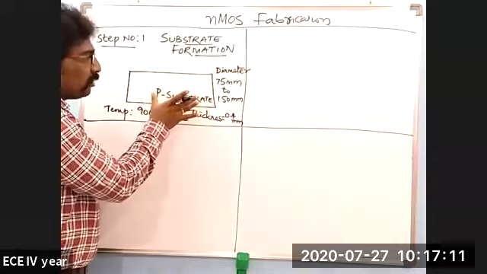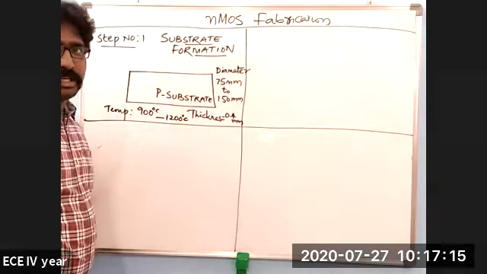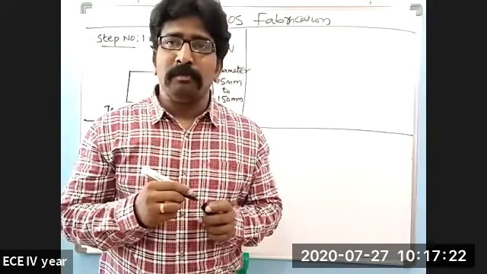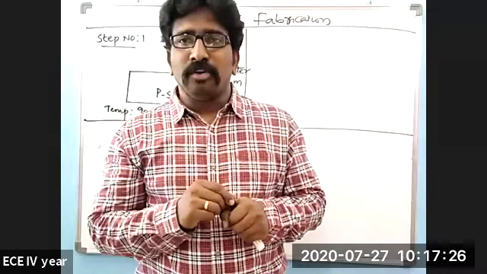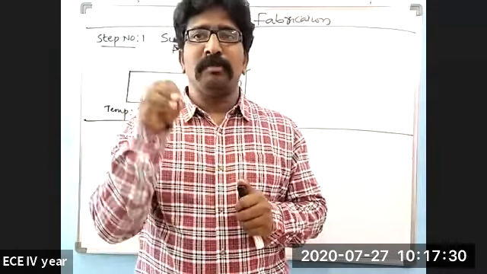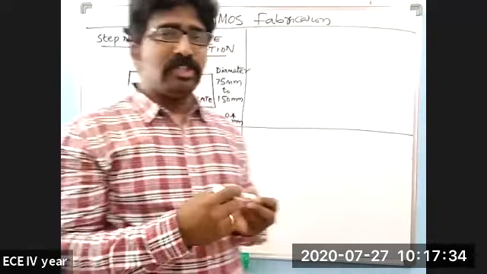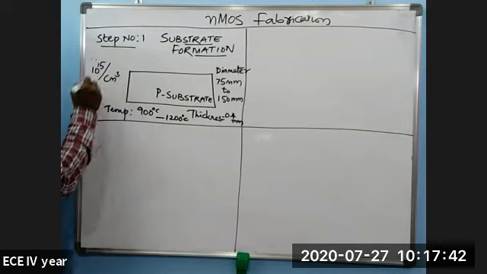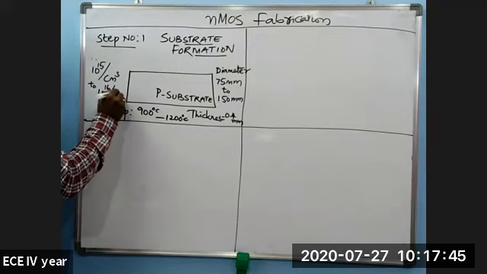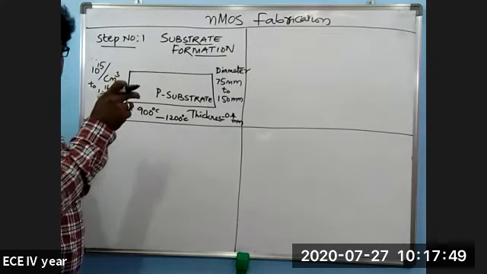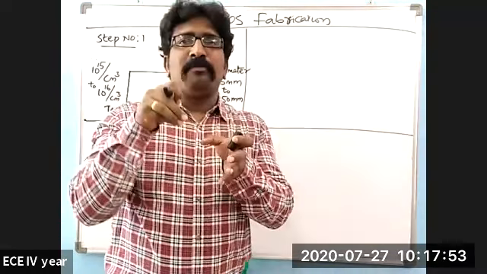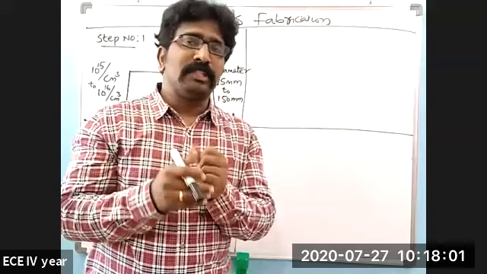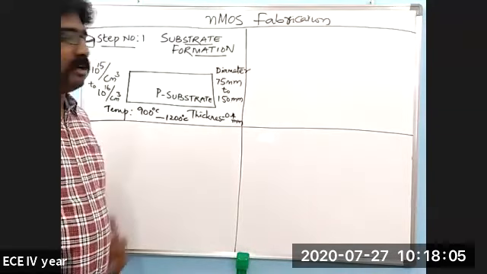So now I have talked about diffusing P type impurities into the pure substrate. What will be the concentration of impurities? The concentration of impurities in a wafer will be 10 power 15 to 10 power 16 impurities per centimeter cube. That means per centimeter cube of wafer, 10 power 15 to 10 power 16 impurities will be diffused. So that's how the purest form of wafer will be converted into a P type substrate. So this is the first step, the P type substrate.